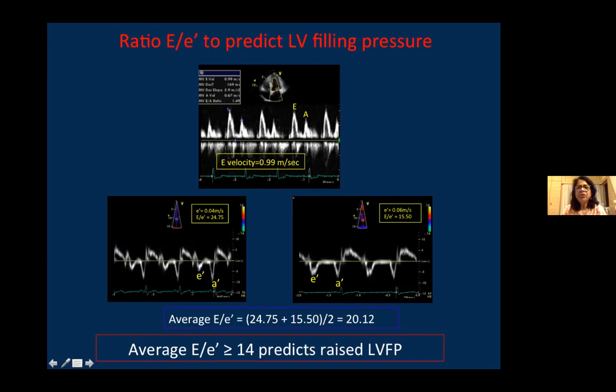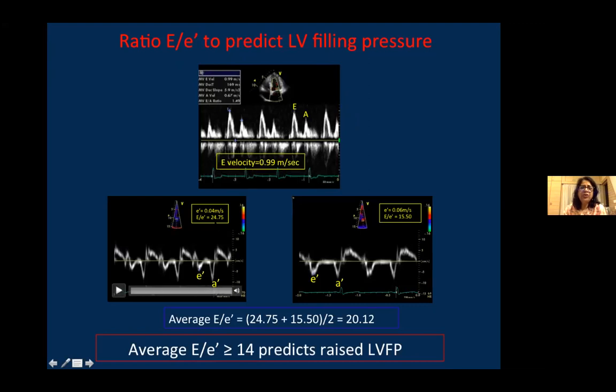So first we do the pulse wave Doppler of the mitral filling. We get E wave and A wave. We take the velocity of the E wave. Then we go to the tissue Doppler imaging. We do the tissue Doppler imaging of the septal annulus, where we get E prime and A prime. So we take the ratio of E by E prime at the septal annulus.